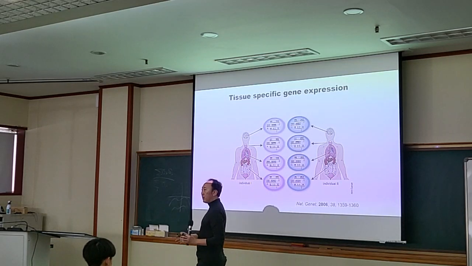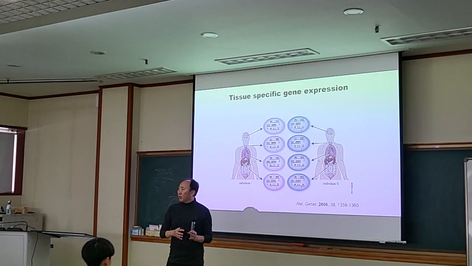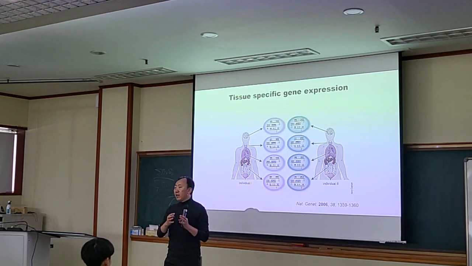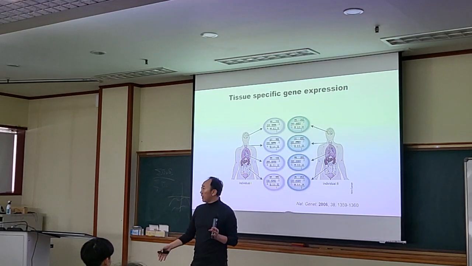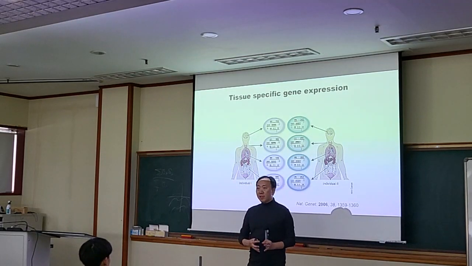Let's just say one cell makes 10,000 mRNAs. You take those mRNAs and reverse transcribe them. Then what do you get? That DNA is what you call cDNA, complementary DNA, which is a template to make this mRNA. Right? Then each organ will have a different cDNA library.